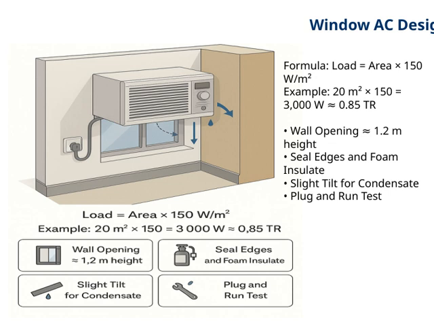Now, when designing the window unit, it's important to consider the wall opening. Typically, this opening should be around 1.2 meters high to ensure proper fit and airflow. Sealing the edges is crucial. Make sure to seal tightly and foam insulate around the unit to prevent air leaks, which can reduce efficiency. Additionally, a slight tilt for the unit is recommended to allow condensate to drain properly, avoiding water buildup.